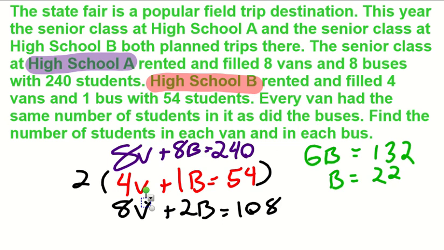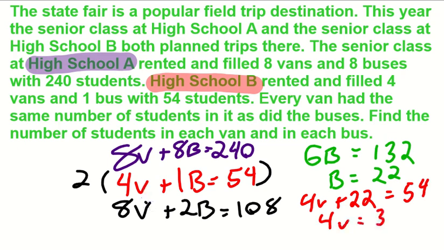So that's our bus. Now we need to figure out how many are in a van. That one's a little bit trickier. I'm going to take the second equation here, the one in red. Again, smaller numbers make it a little easier. I'm going to put the 22 in for the b. So I've got 4v plus 22, because it was just 1b, equals 54. I subtract 22, right? So I get 32, divide by 4. That puts 8 people in the van. And that kind of makes sense too, right? Any questions on those?